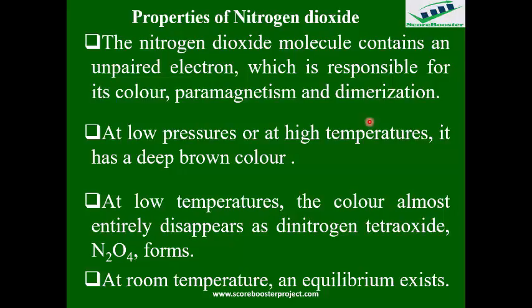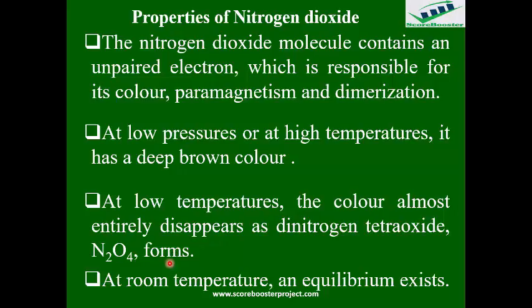So when you have nitrogen dioxide, you can have another nitrogen dioxide molecule to form the dimer. At low pressures or high temperature, it has a deep brown color, like I've shown here in the previous slide. At low temperatures, the color almost entirely disappears as the dimer forms, because at low temperatures, that is at high pressure, there is going to be a reaction between two nitrogen dioxide molecules, that is dimerization. This one is not colored, that is why the color disappears.